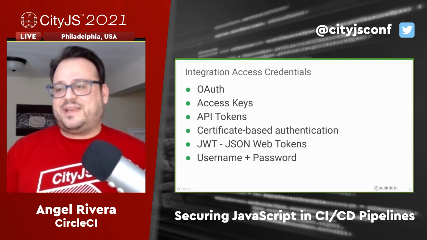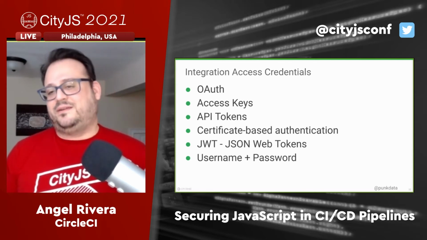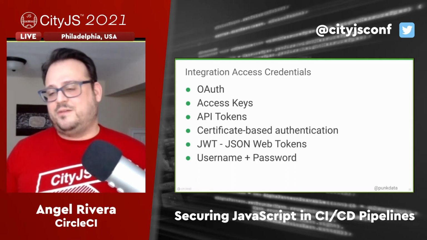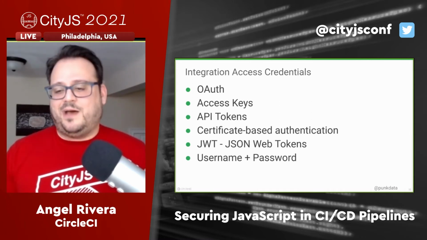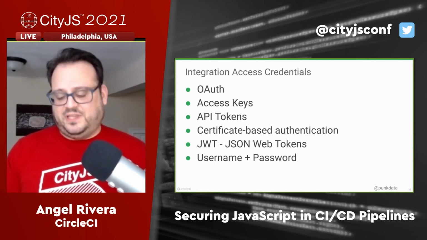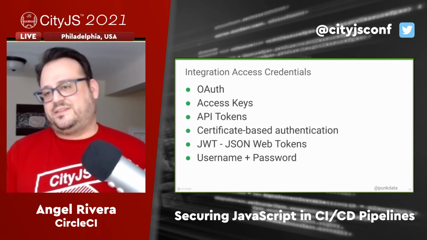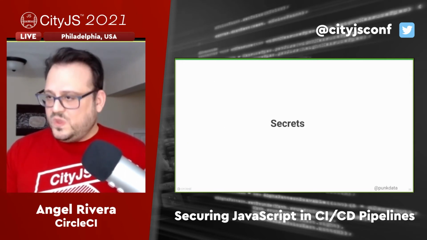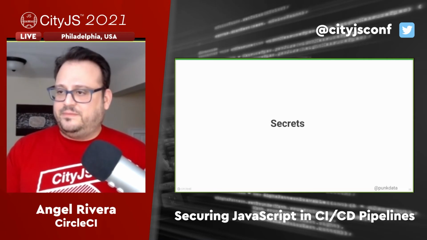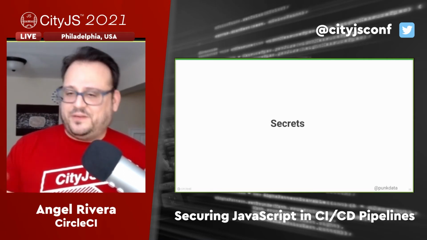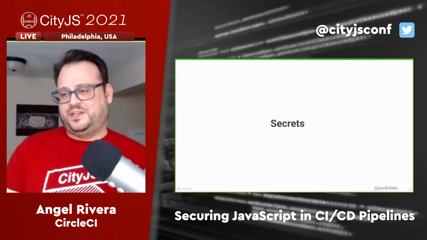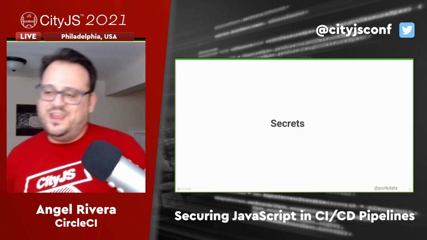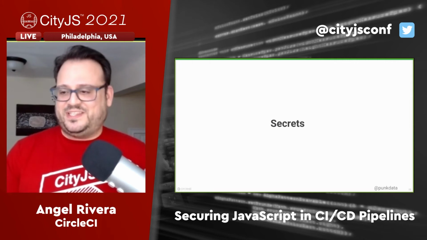But this access, credentials come in many different forms, right? From OAuth all the way down to common username and password. But the issue with these access credentials is, we have different names for everything, but I generally call them secrets when I'm talking about them in a general sense. So moving forward, I'm going to be talking about secrets.